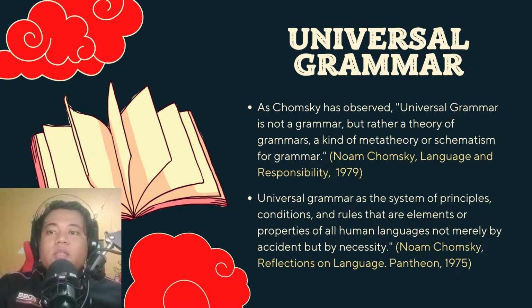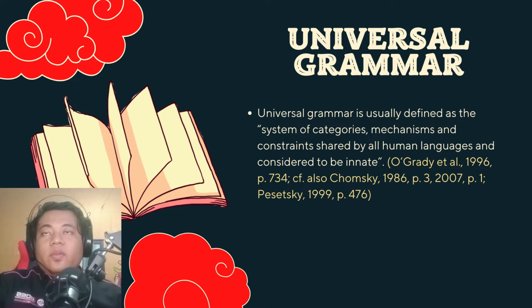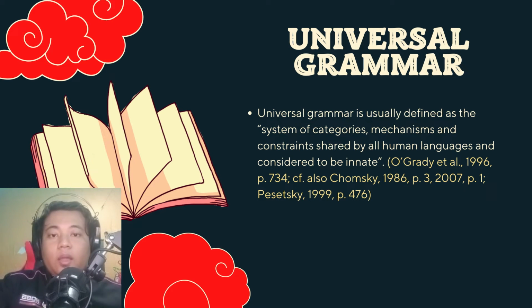Okay, so the second definition is universal grammar as the systems, principles, conditions, or rules that are elements or properties of all human languages, not by accident but by necessity. This is from Noam Chomsky, Reflections on Language, 1975. The third definition is that universal grammar is usually defined as the system of categories, mechanisms, and constraints of all human languages and considered to be innate. This is from O'Grady et al. 1996, Chomsky 1986, and Pesetsky 1999.